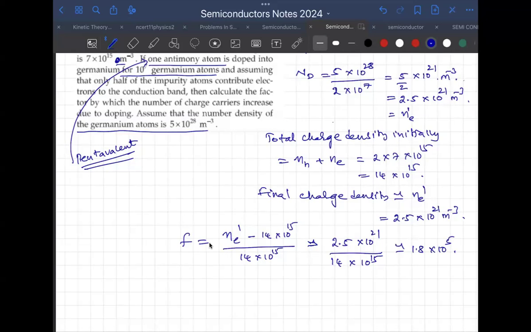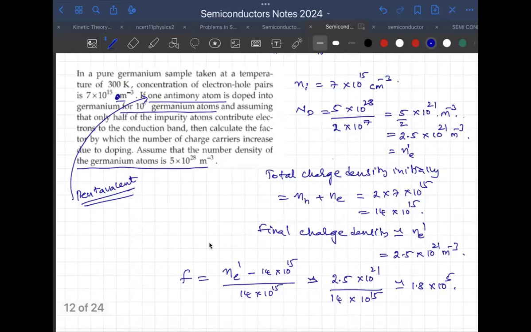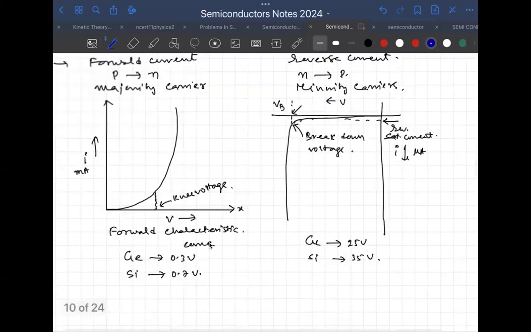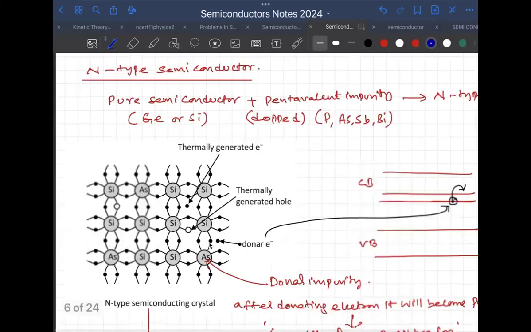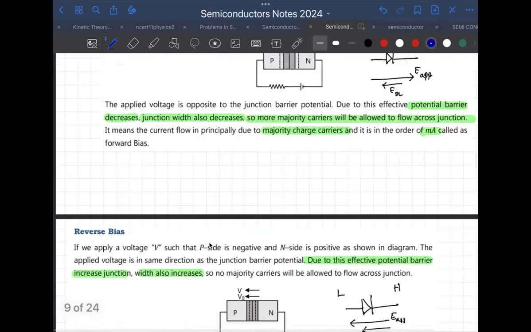Very big number. Now, have you understood why doping is done? This is the reason. Before doping and after doping, the factor increased by a lakh times. That is why doping is done. Okay, that's all right. I just want to tell you only these three things. And I have already posted these notes to you.